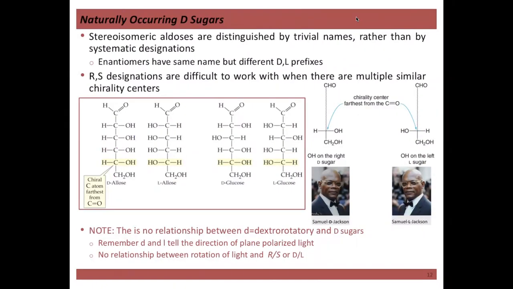Now, there is one other interesting sugar that this D and L does match up with, and that is D-glucose. D-glucose does rotate light to the right. And in fact, D-glucose is known in medical settings as dextrose, meaning the sugar that rotates light to the right. And L-glucose would be to the left. But that's not true for all sugars anymore. So that's the historical context of where D and L comes from.